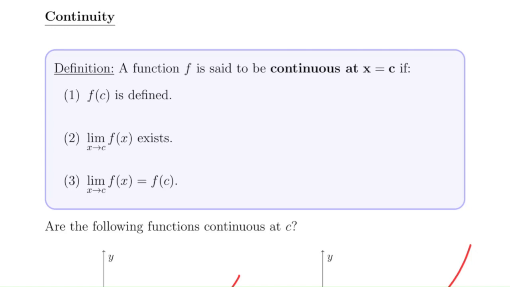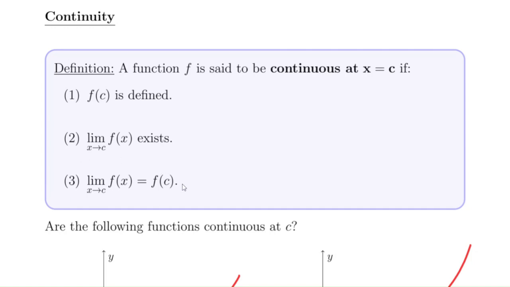And now that we know about limits, we can talk about this in a more precise way. So a function f is said to be continuous at x equals c if these three conditions are satisfied. So first of all, f of c has to be defined. So c has to be in the domain of the function. Second, the limit as x approaches c of f of x has to exist. And third, those two things have to be equal to each other.